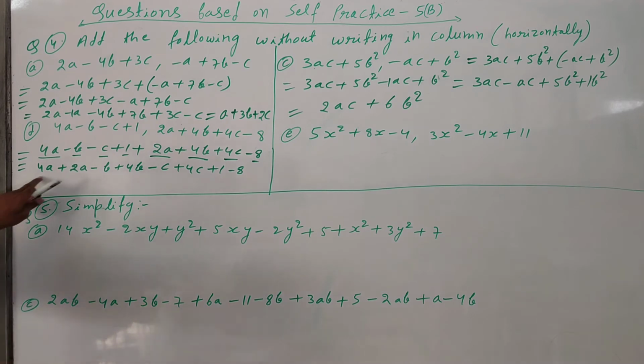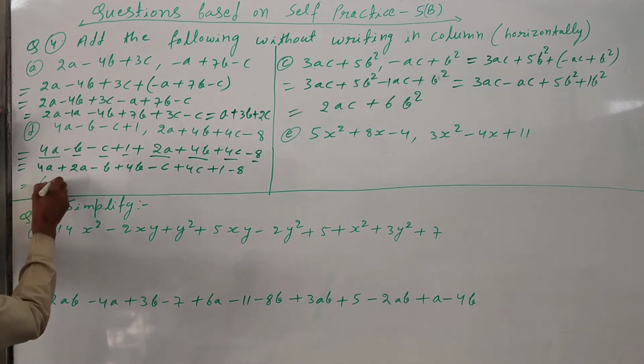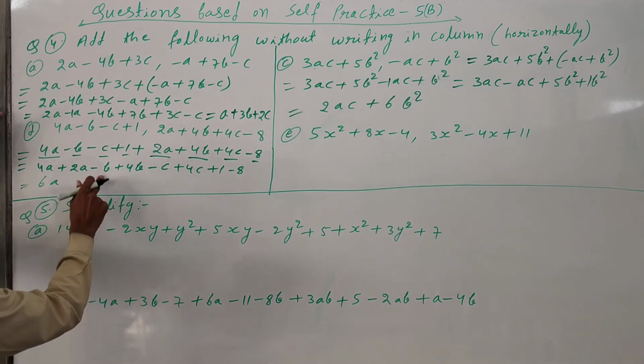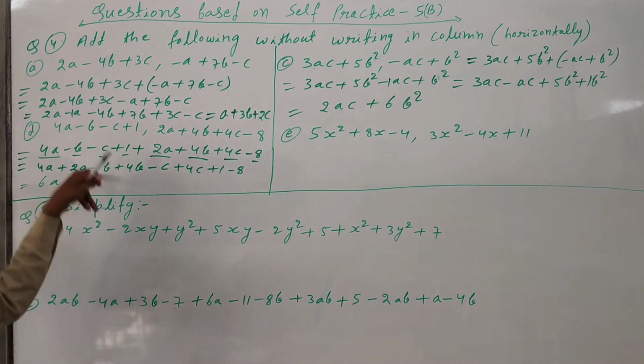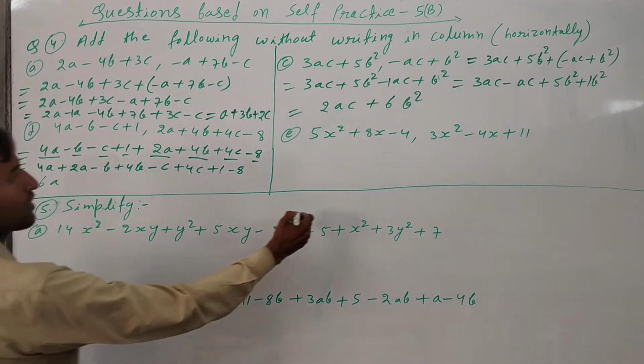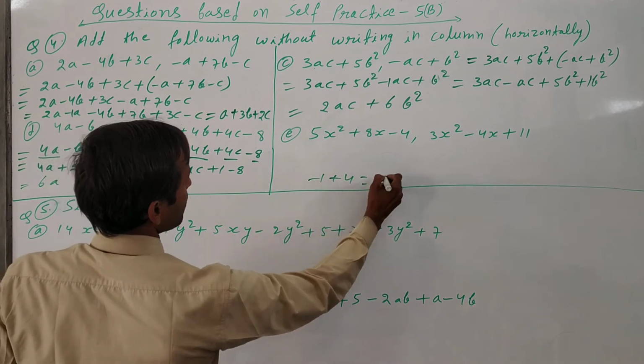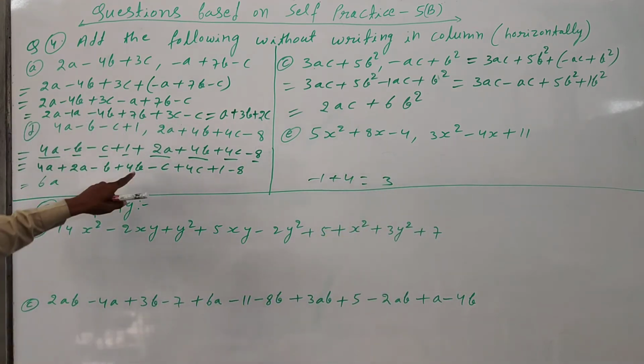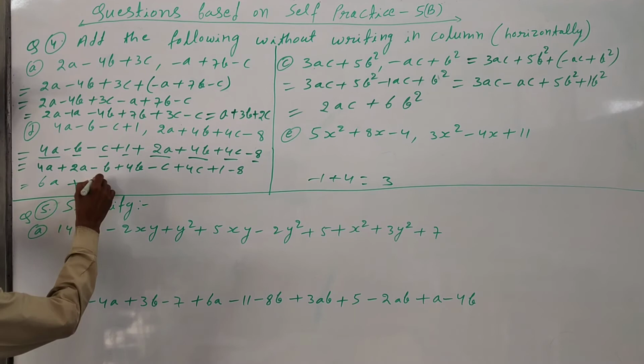So here 4a plus 2a it will come 6a. So write down here 6a. 4b minus b, it will come minus b plus 4b is minus 1. Minus 1 plus 4, what we are writing? 3 we will write here. So same like that here plus 3 we will write here.